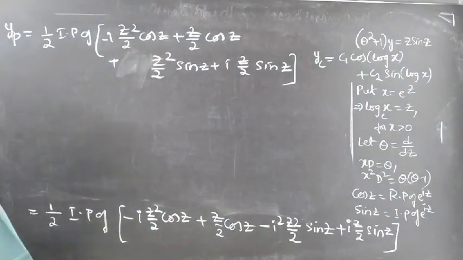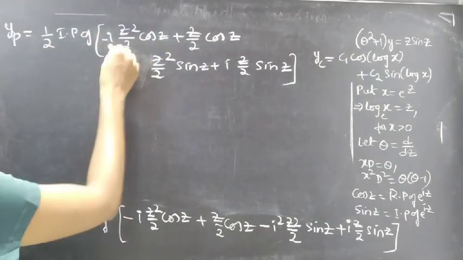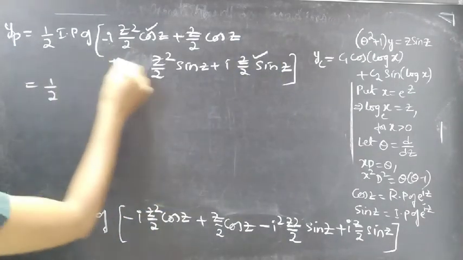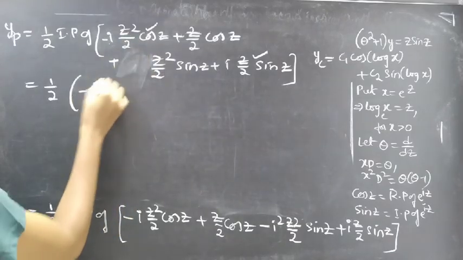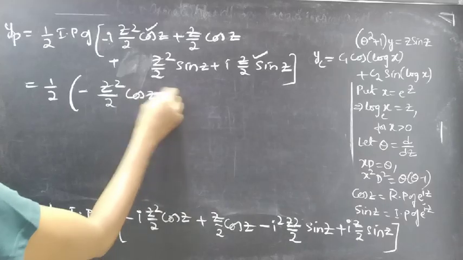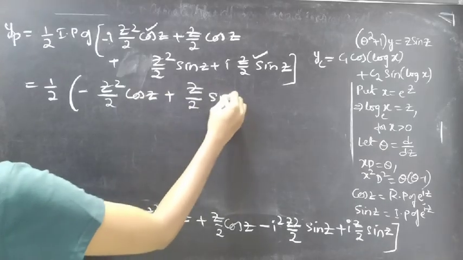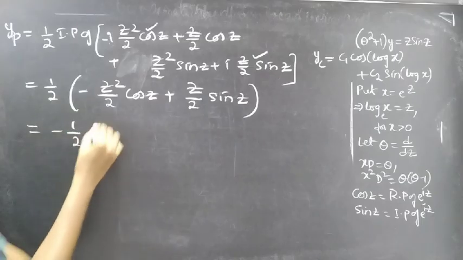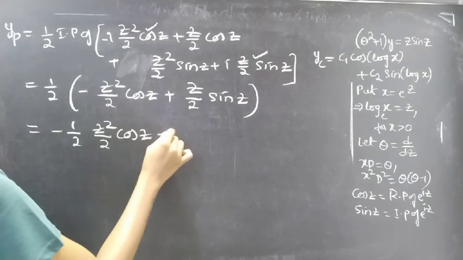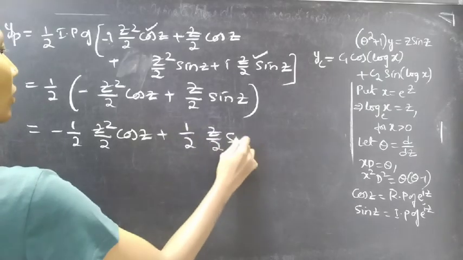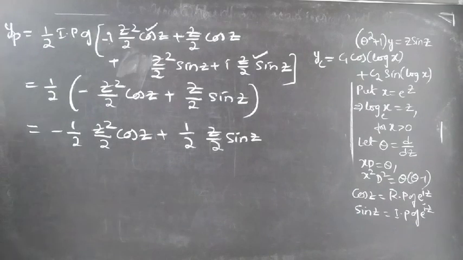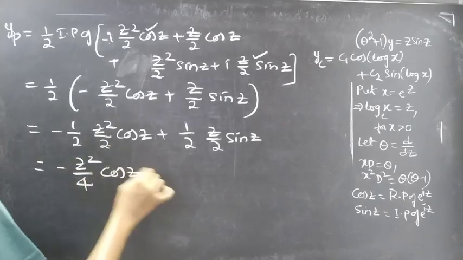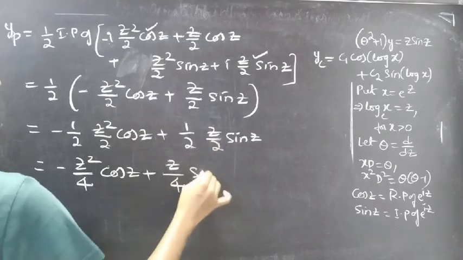Now pick the imaginary part of all these terms. The first term involves I, so this is an imaginary part. So the imaginary part of all the four terms is minus z square by 2 cos z plus z by 2 sin z, or minus 1 by 2 into z square by 2 cos z plus 1 by 2 into z by 2 into sin z. This equals minus z square by 4 into cos z plus z by 4 sin z.